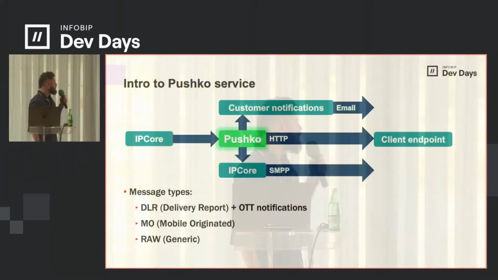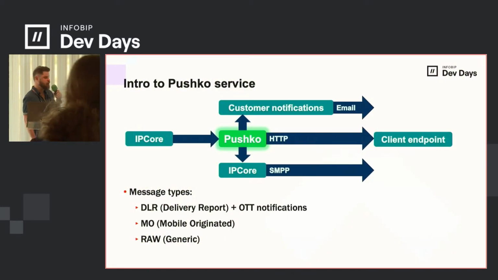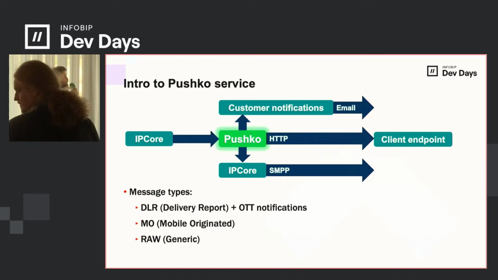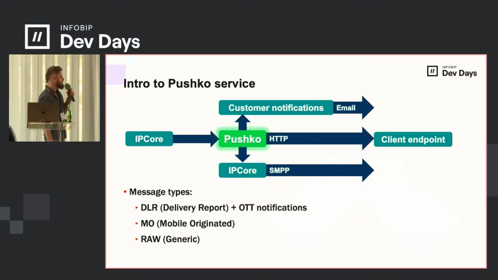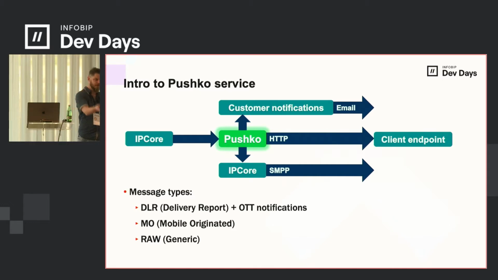Let's start with a quick intro to Pushko service. Pushko, as the name suggests, pushes messages to client HTTP endpoint or SMPP or some email server. And message types include delivery reports, and for OTT messengers, it's also deleted, seen, all that stuff, you know.